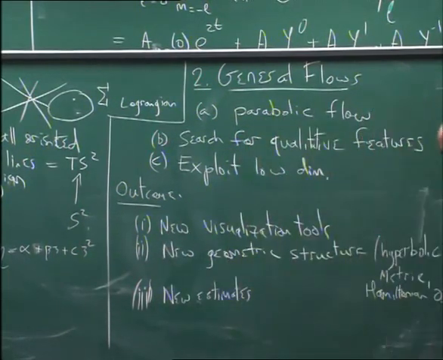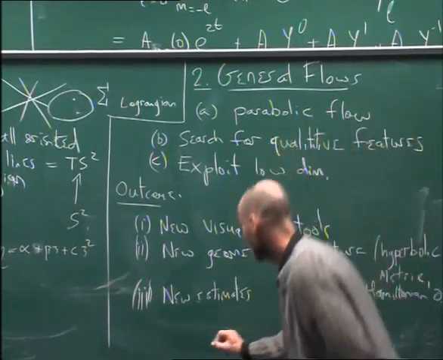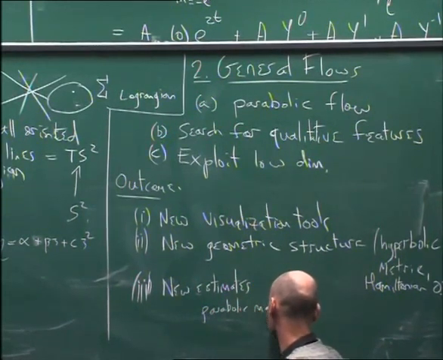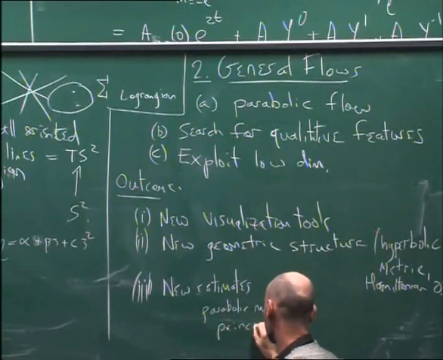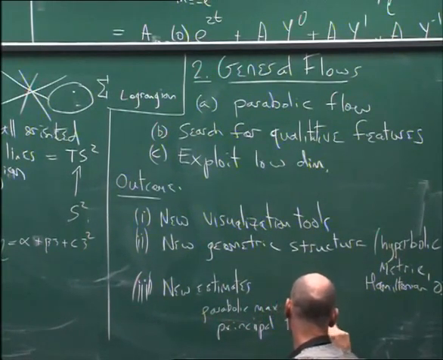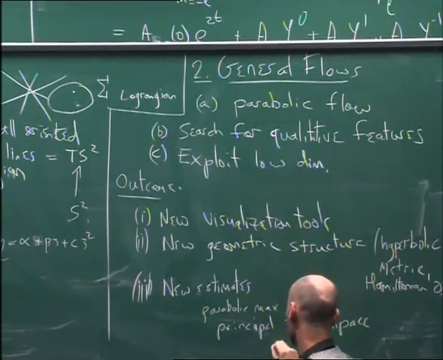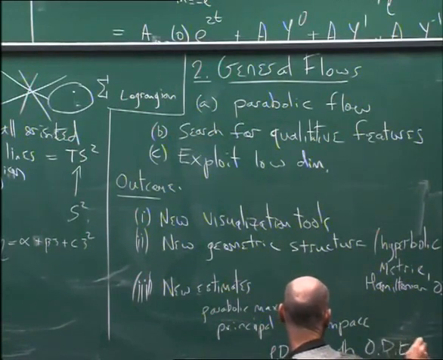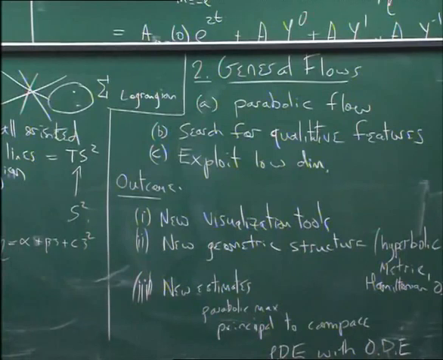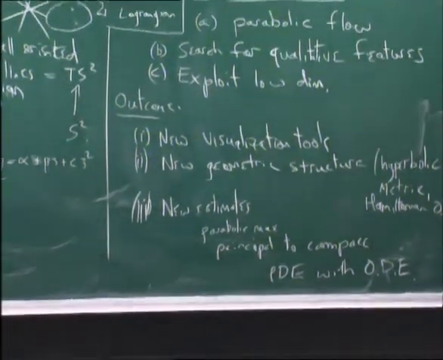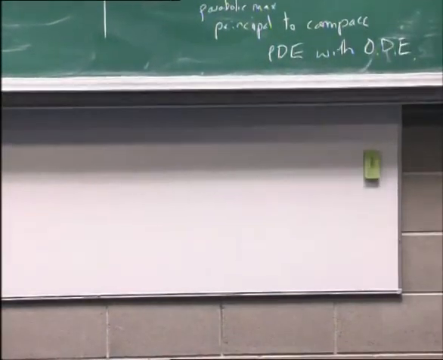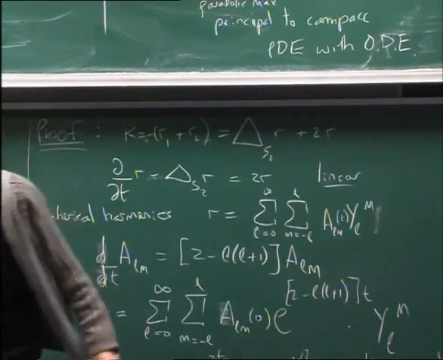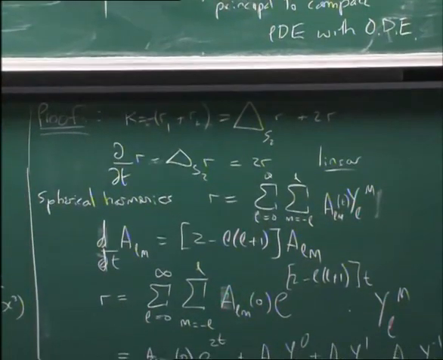Estimates. For these parabolic flows, because we assume it's parabolic, we use the parabolic maximum principle to compare the PDE with the ODE, with this ODE I'm going to show you. Once you can do that, you can at least see a solution of an ODE guiding a PDE, which is a very strong situation to be in, because given any particular ODE, we can always numerically integrate it and get an idea of what's going on. Okay, so let me try and explain those three points.